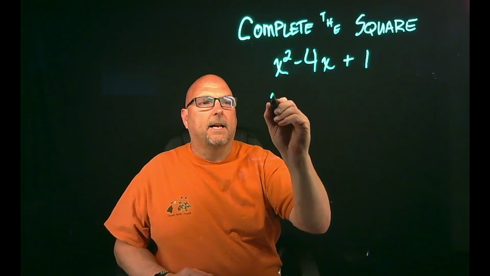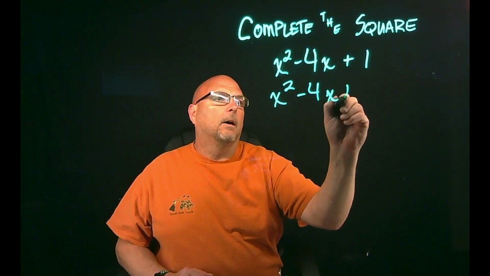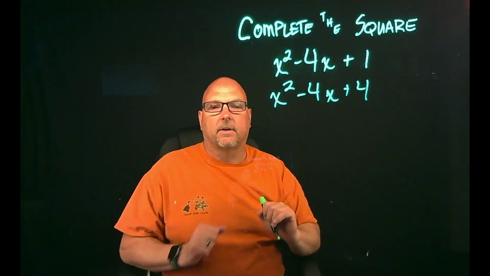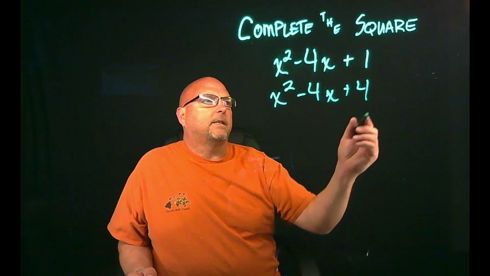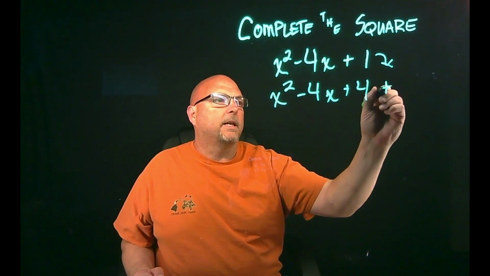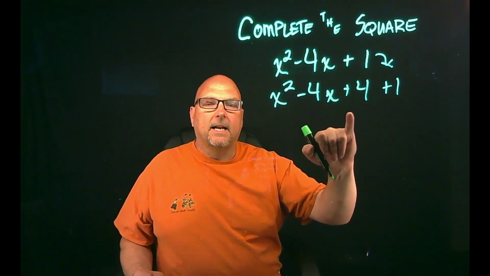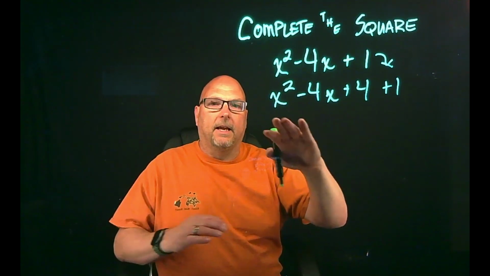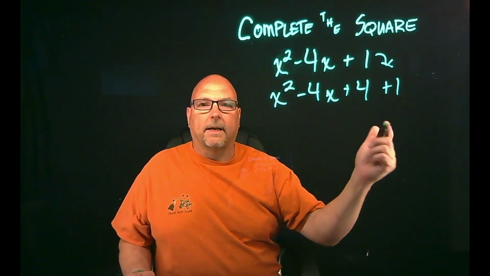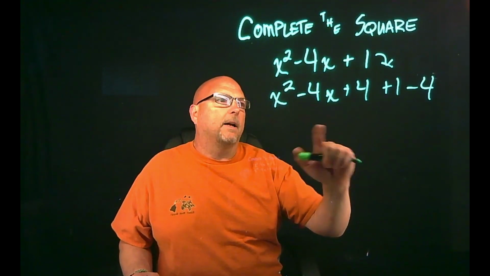So I could write x squared minus 4x plus 4. But, and a lot of students are doing this, we still have this plus 1 that was in there already. Number one. Number two, can I just add 4 and not change the value of this expression? And the answer is no, I can't. So I have to subtract 4 as well.